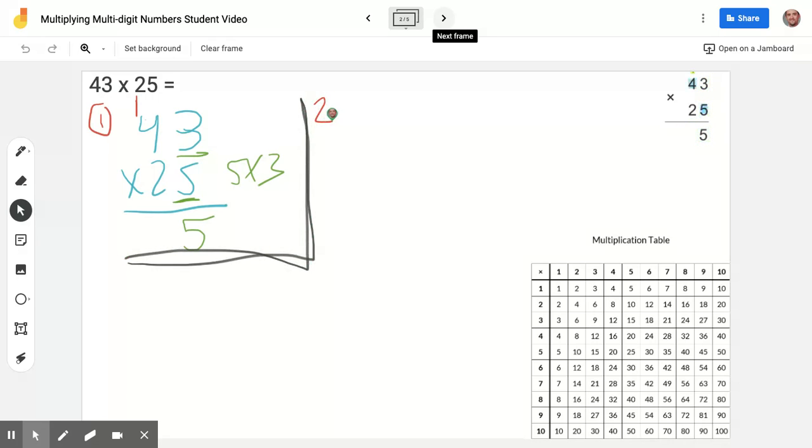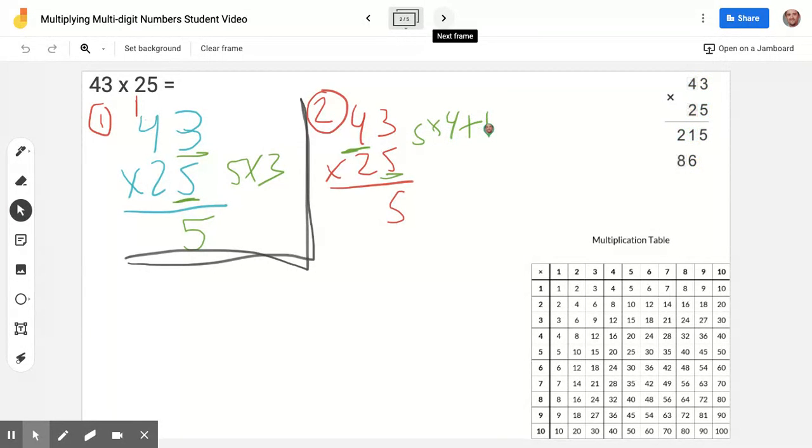Step 2. Rewrite the problem. I know, like I said, this might seem tedious, but this will show you exactly what to do tomorrow in class. Next, we did 5 times 3. Now we're going to do 5 times 40, which is right here. The 4 is there, so we're going to write 5 times 4. And we're going to add the 1, because remember, there was a 1 there from previously. So 5 times 4 is 20. 20 plus 1 is 21. So that is step 2. We'll call that row 1. Row 1 is done.